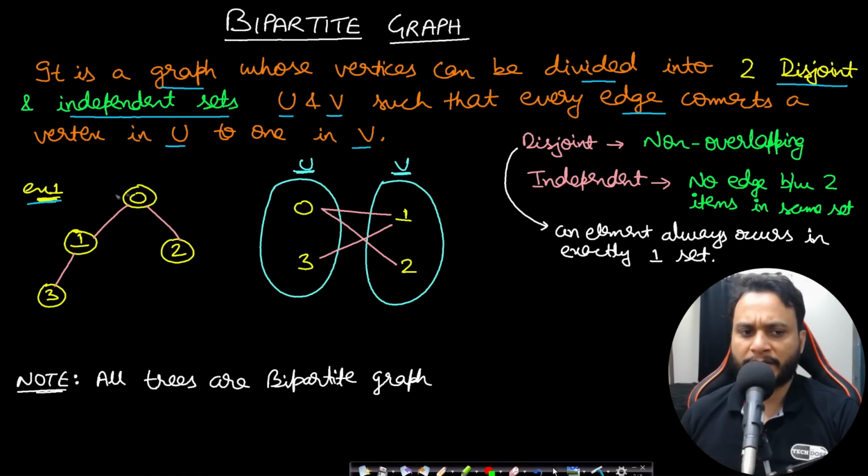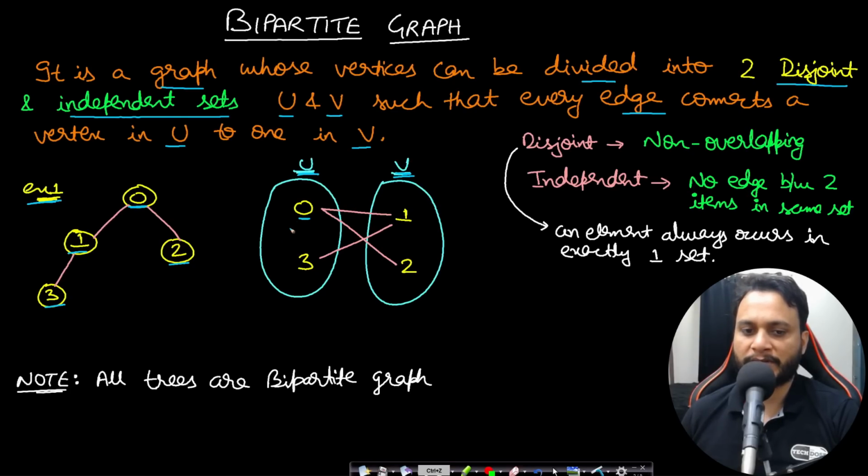Let's take a given example of a graph. This is in the form of a tree. You know that all trees are graphs, right? So this is a graph with 4 nodes and 3 edges. Now in this case, I can divide this into two particular groups in such a way that group u will have 0, 3 and group v will have 1, 2, so that there will always be an edge from a node in group u to a node in group v and vice versa, but there will be no edges between two nodes in the same group.